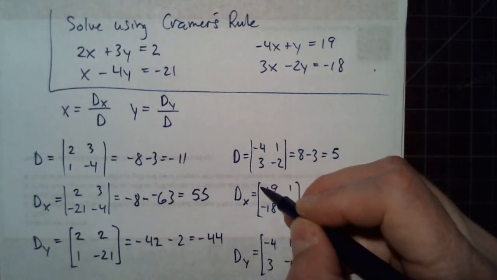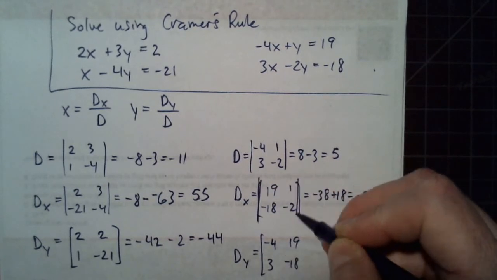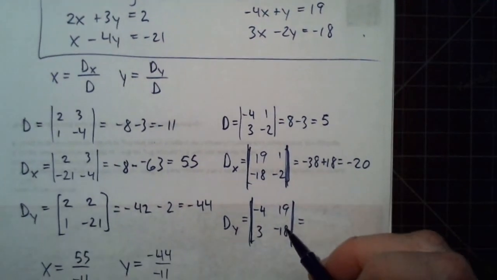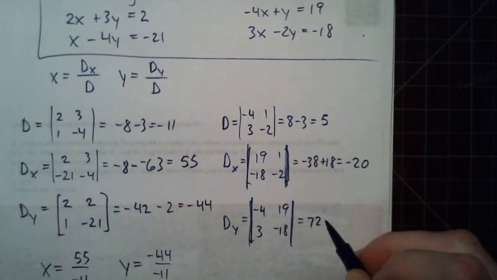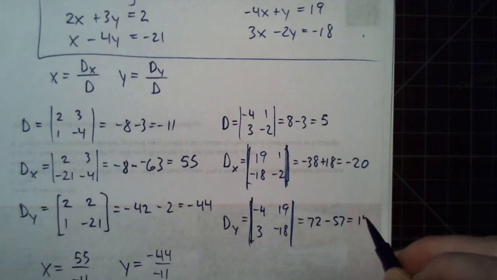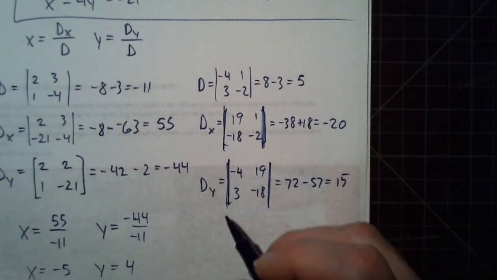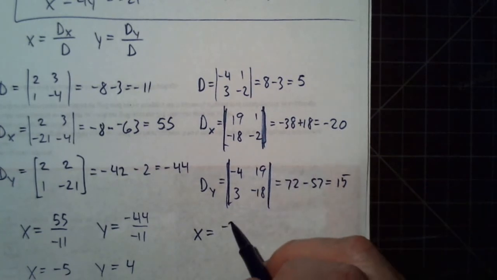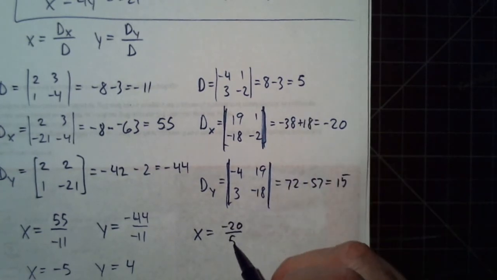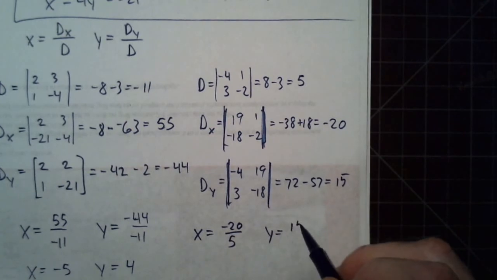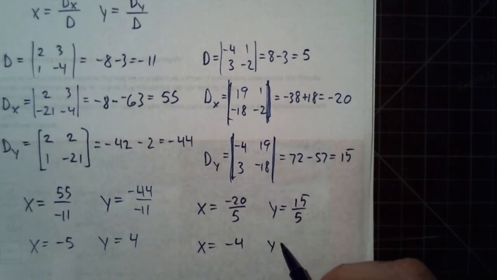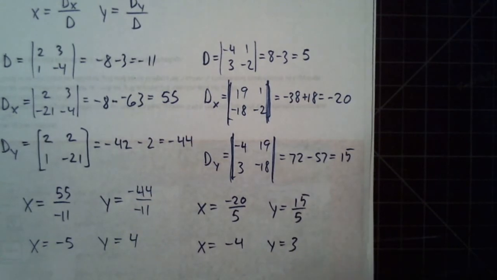I'm using the wrong symbol here. This should be a straight line and a straight line. And here we have 72 minus 57 is 15. So x is negative 20 over 5. Y is 15 over 5. So we get negative 4 and 3.